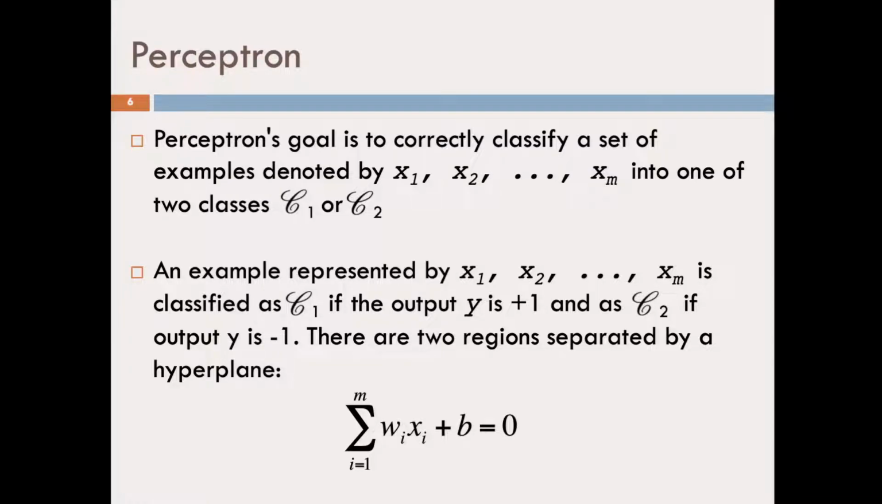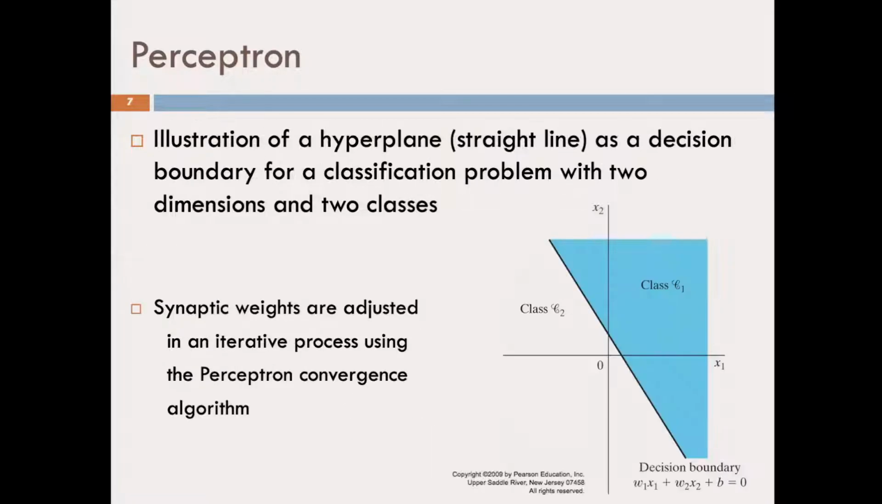So this gives me a hyperplane, okay? This is a formulation of a hyperplane. What we have here is a bias plus a linear combination. So this gives me a hyperplane that separates data. See? That's exactly what I drew here. Okay, this is an illustration of a hyperplane, in this case a straight line, that makes a decision boundary for classifying problems in two classes.